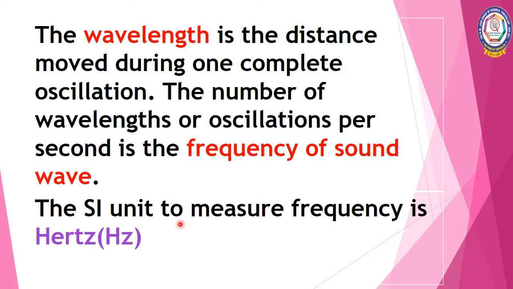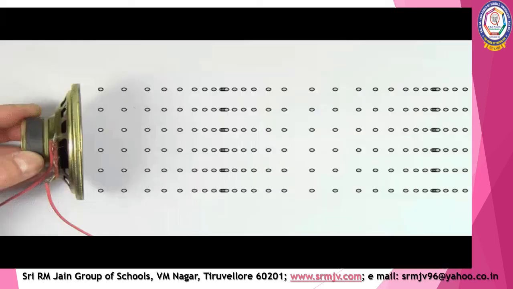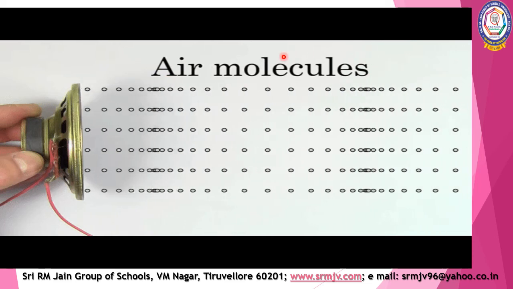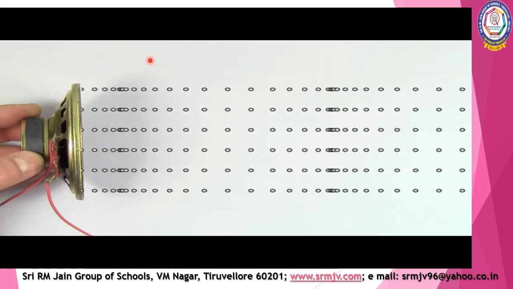The SI unit to measure frequency is Hertz. Hertz, named after the German physicist Heinrich Hertz. 1 Hertz means that a cycle repeats itself once per second. Now you can see the movement of air molecules.